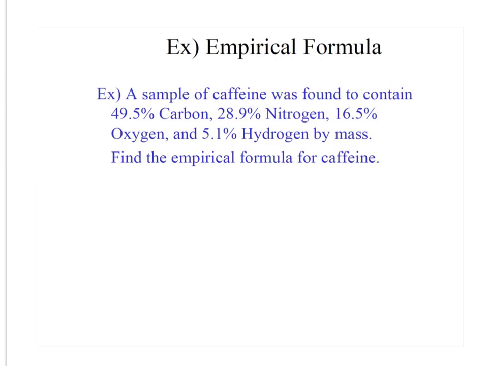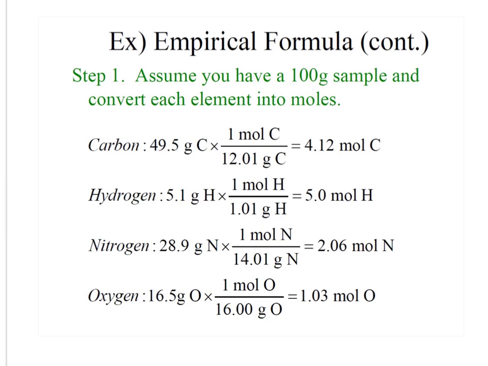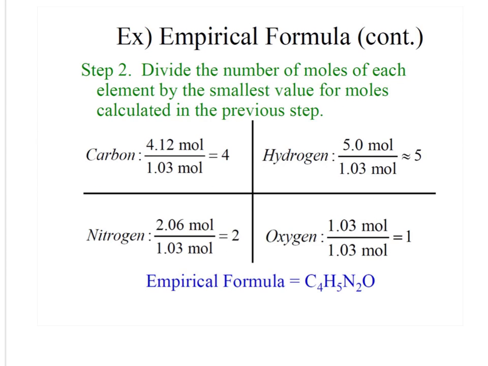A sample of caffeine was found to contain 49.5% carbon, 28.9% nitrogen, 16.5% oxygen, and 5.1% hydrogen by mass. Find the empirical formula for caffeine. So you're going to assume that you have 100 grams of a sample. This allows us to make a direct conversion from percent to grams. And then we convert each one of those to moles. Then you're going to divide the number of moles of each element by the smallest value for moles calculated from the previous step. These whole numbers are going to become the subscripts for the corresponding element in the empirical formula.